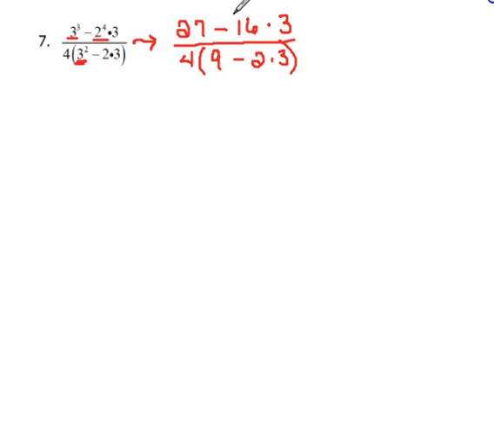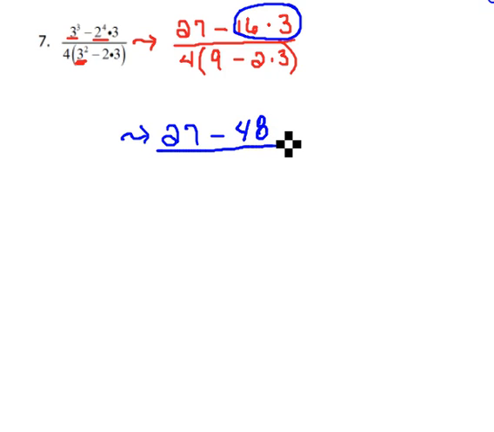All right, now let's look at the numerator again. We have subtraction and we have multiplication. The multiplication has to be done first. So for our next step, we will have 27 minus 16 times 3 would be 48, all over. Now again, in the denominator, we're still working within our parentheses here.